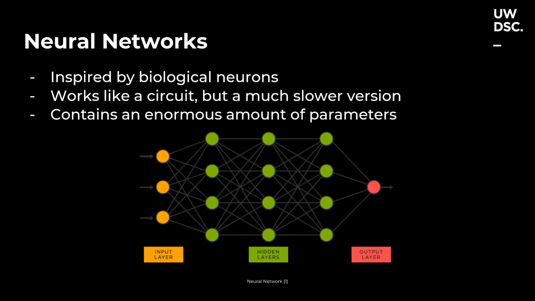So neural networks were inspired by biological neurons and work like a circuit, but unlike a circuit, they are pretty slow to train and to do inference on. And they contain an enormous number of parameters within the entire network. Here below is a very simple 3-layer, actually 5-layer neural network with input and hidden layers and an output layer.